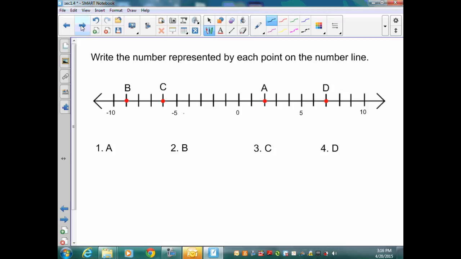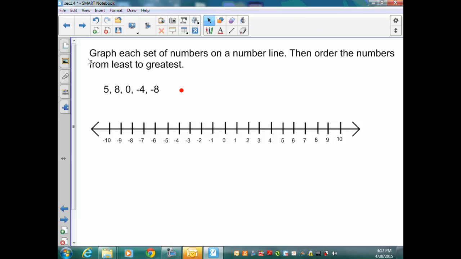Here I want to write the number represented by each point on the number line. Therefore, number 1, I want the point represented in the number line for A. A would be 1, 2, a positive 2. Number 2, B. Here they want B, which is -1, -2, -3, -4, -5, -6, -7, -8, -9. 3, C, that would be -6. And finally, 4 is D, which would be 1, 2, 3, 4, 5, 6, 7.